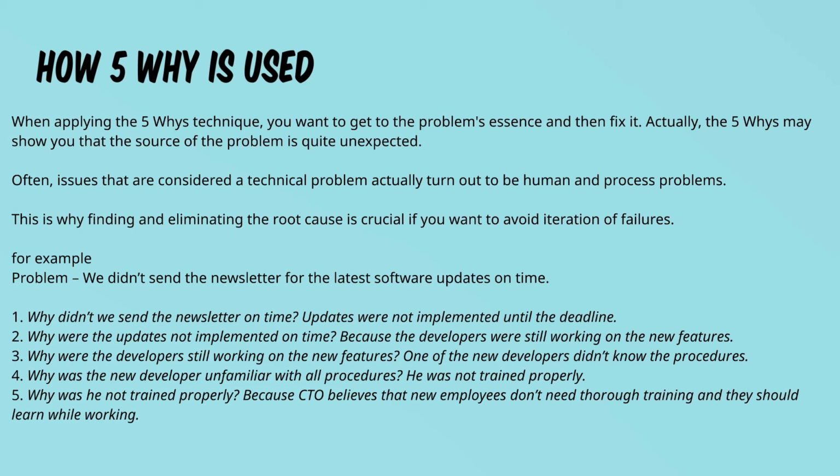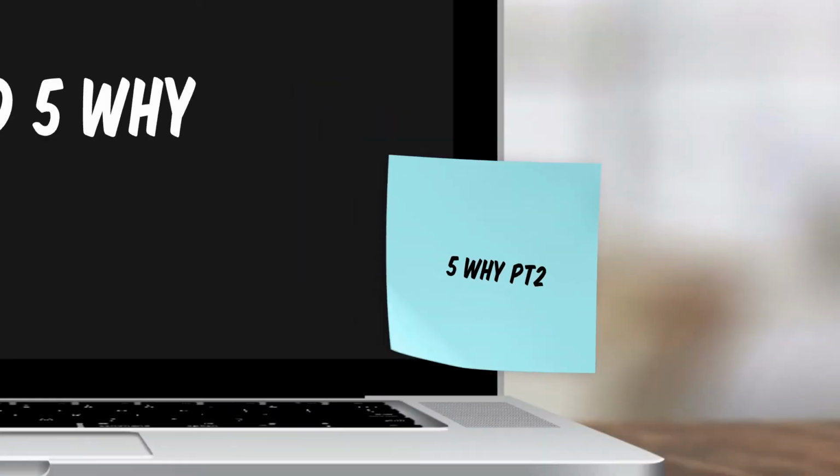Well, why was the new developer unfamiliar with all the procedures? He was not trained properly. Well, why was he not trained properly? Because CTO believes that new employees don't need thorough training and they should learn while working. So as we see, we went through 5 whys and we figured out the root problem is, hey, we don't believe that employees need to be trained thoroughly. You could actually go into another why, is why does CTO believe that? And get to the root of that root cause. However, in this case, it is more than applicable.